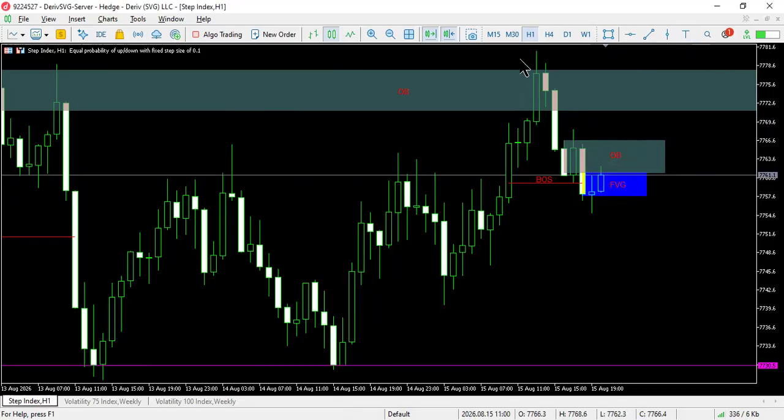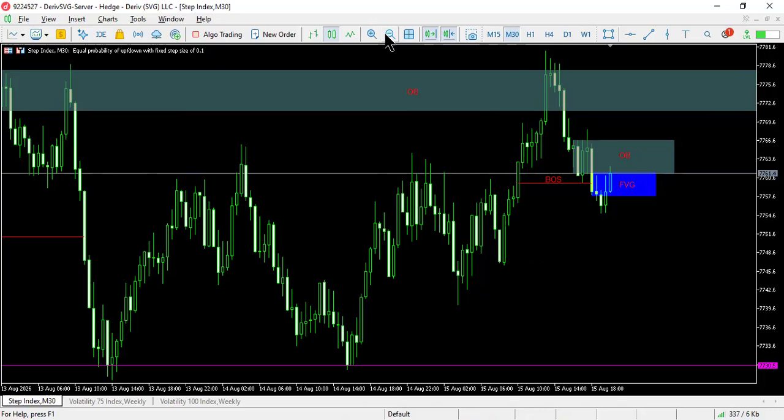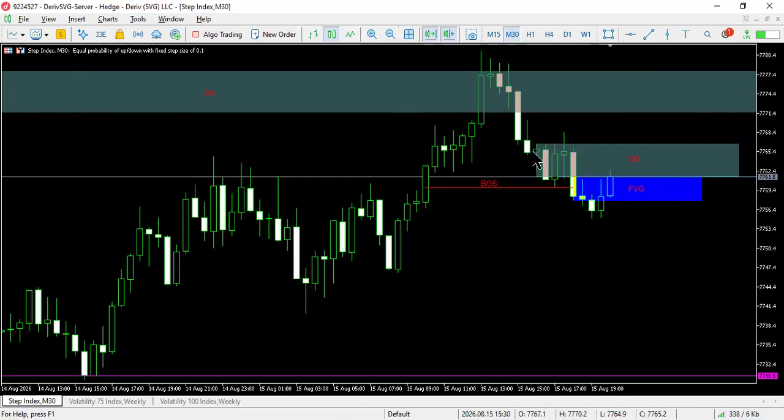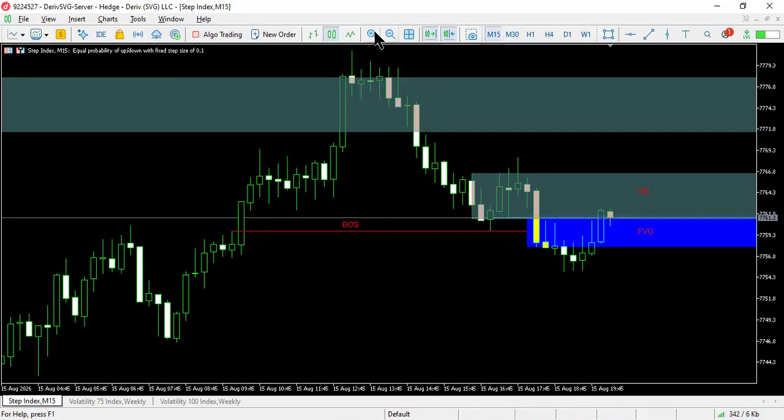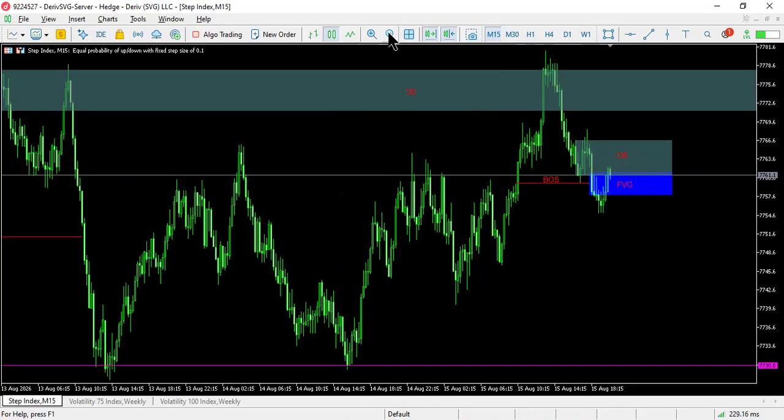And then heading over to M30. On M30, our order block will be at that level, and then the fair value gap at that level. Heading over to our entry time frame, which is the M15.